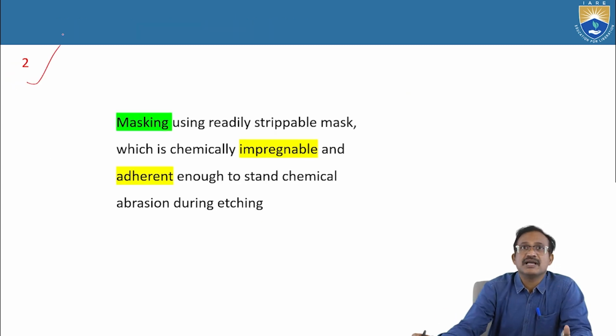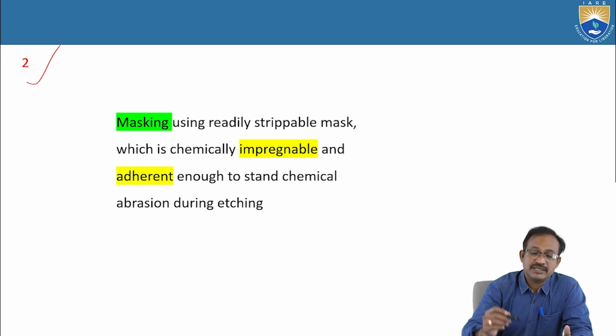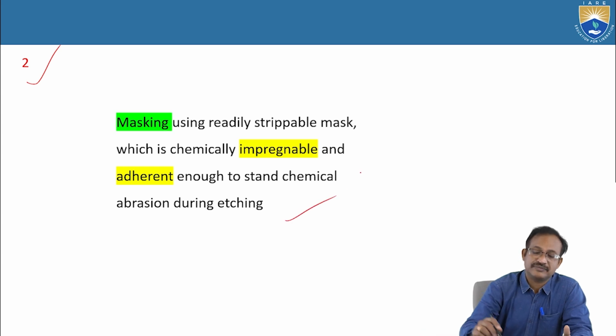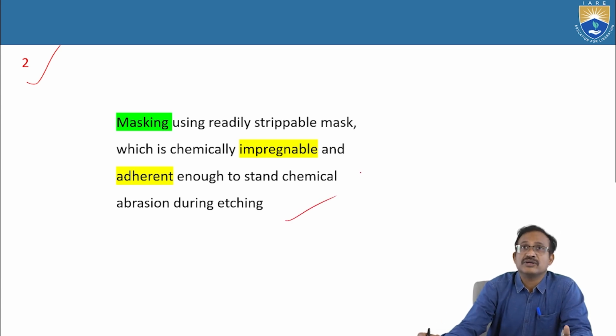Second step, masking using a readily strippable mask, which is chemically impregnable and adherent enough to stand chemical abrasion during etching. Here the masking material must be strong enough to resist the chemicals and capable enough to adhere to the workpiece material.